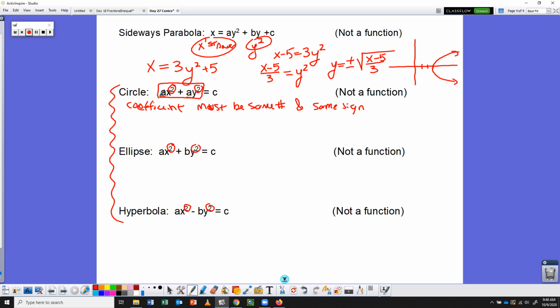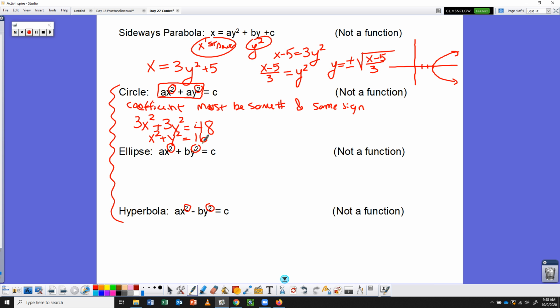So an example of something like this might be 3x squared plus 3y squared equals 48. If you divided both sides of the equation by 3, you'd have x squared plus y squared equals 16, which of course we know is the equation of a circle with a radius of 4 centered at the origin.